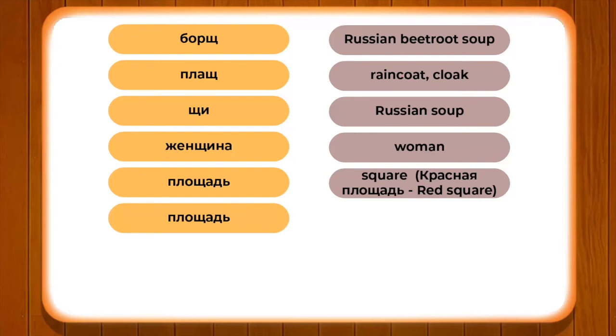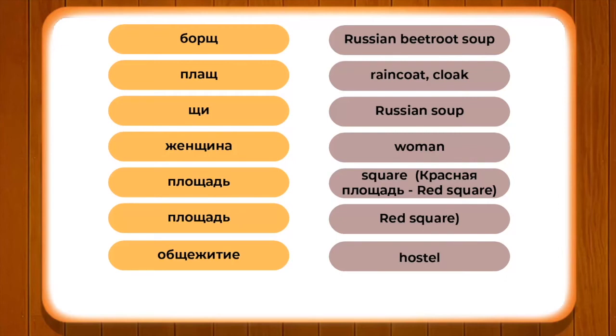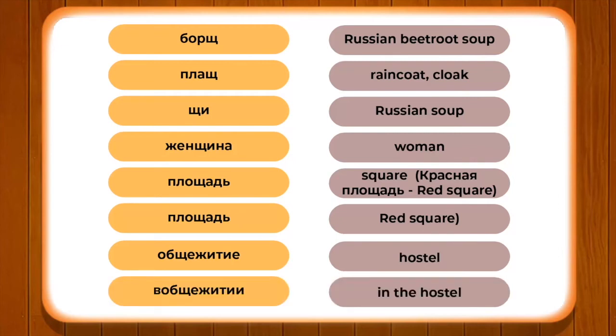And krasnaya ploshaj we have included for your information because it is also very important. A very prominent square in Moscow, which is known as the Red Square. So you can also remember this, that Krasnaya Ploshaj or the Red Square is a prominent spot in the middle of Moscow city. The next one is obshezhitie, means hostel, and vobshezhitie means in the hostel. You will be learning about such constructions where we are going to use prepositions, like in this case V. Vobshezhitie means in the hostel. So when we are making sentences with the help of prepositions, we will be using two kinds of prepositions, primarily V means in and Na means at.